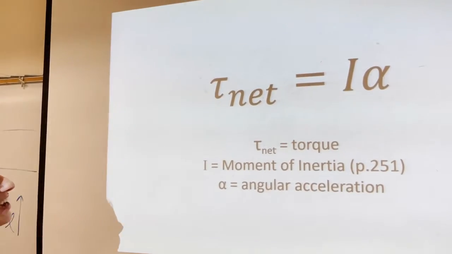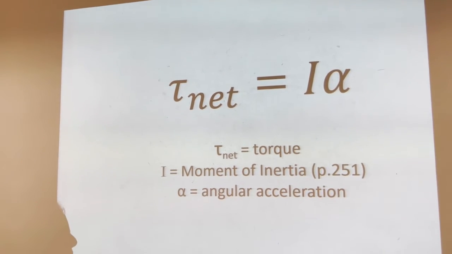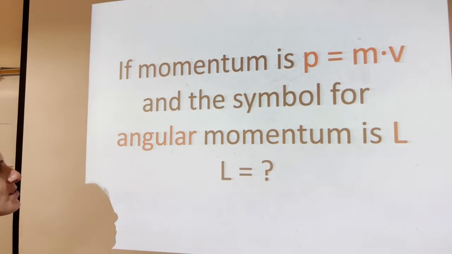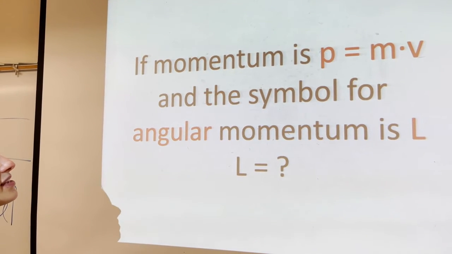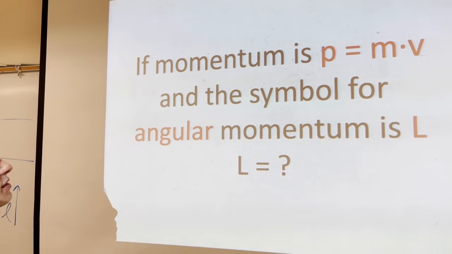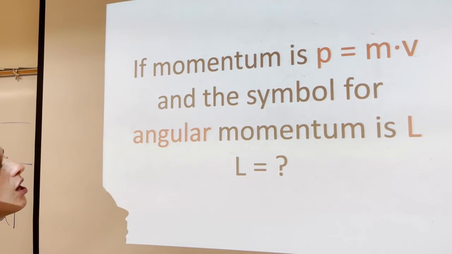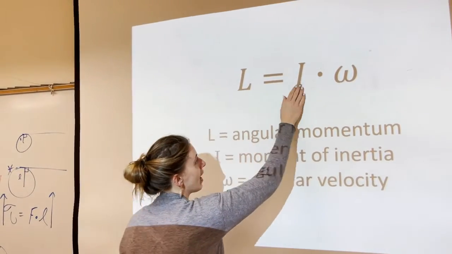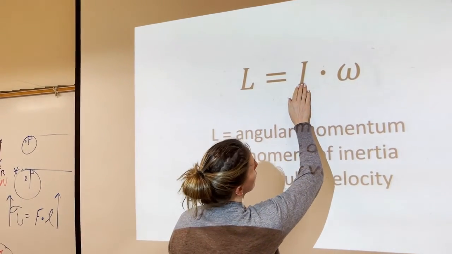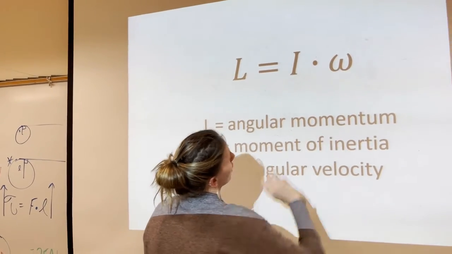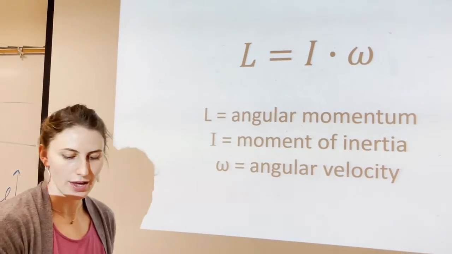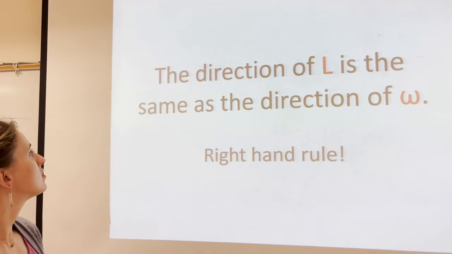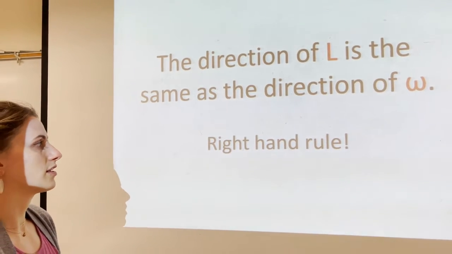Okay, so net torque is equal to the moment of inertia times the angular acceleration. We just saw this. If momentum, I almost said moment of inertia, if momentum P equals m times v, and the symbol for angular momentum is L, then we have this equation. Angular momentum L equals the moment of inertia times our angular velocity. The direction of angular momentum is the same as the direction of angular velocity, which makes sense.